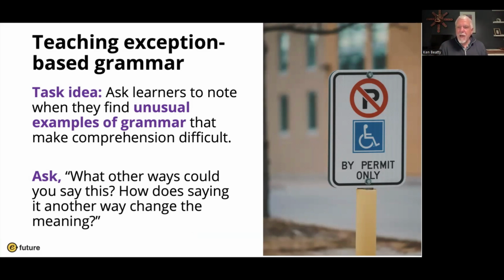So this one says by permit only. What does that mean, by permit only? Really, it means no parking. It's for people with disabilities of some kind, mobility issues. And so the by permit only refers to that. So it's a combination of pictures and language to make up a message. So it's communicating in a different way. So it's a good example of something they might find.